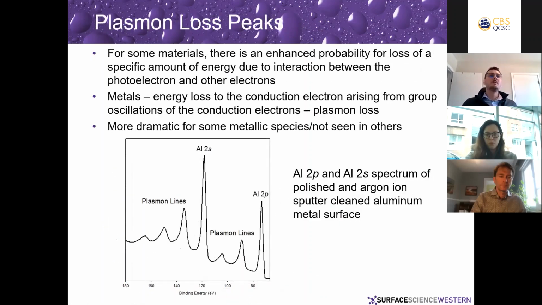Plasmon loss structure is not as much of an issue in high resolution work, but in survey spectra, I've seen in the literature where people have seen these plasmon loss lines, say from something like aluminum or silicon, and they've tried to say this is a peak for silicon or magnesium or some other element, when really all they have is this loss structure, these plasmon loss structures for aluminum or silicon. It's just mislabeling I've seen out in the literature.